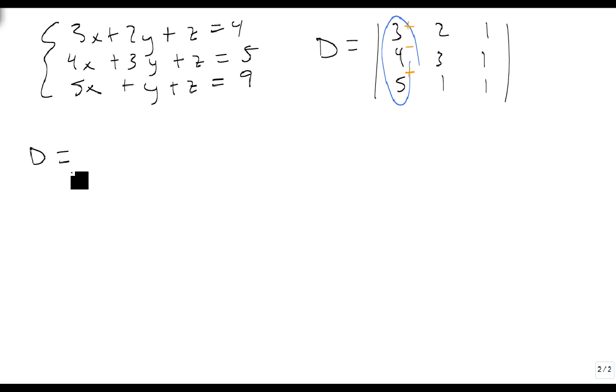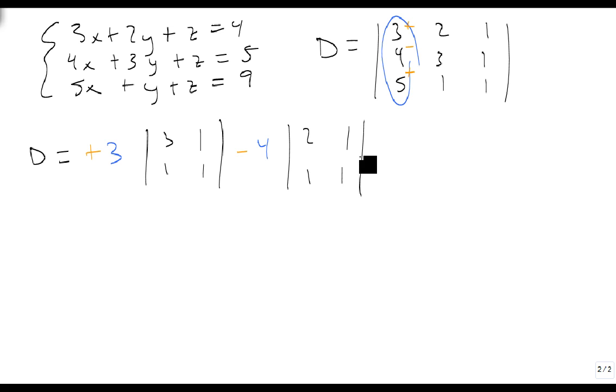So D is equal to a positive 3 times the matrix 3, 1, 1, 1. Then we're going to subtract 4 times 2, 1, 1, 1. And then we're going to add 5 times the matrix 2, 1, 3, 1. Remember, we're always ignoring this column, but we're going to ignore this row first, then this row, then this row.